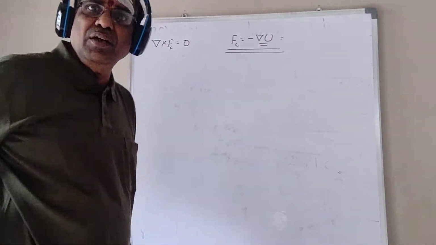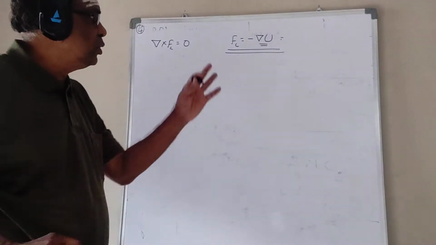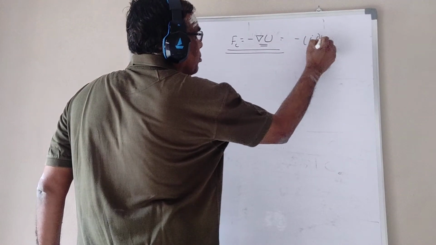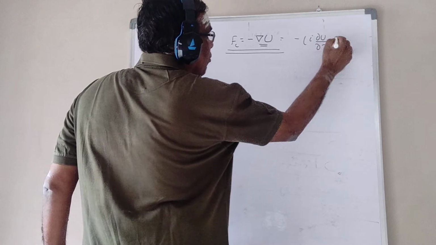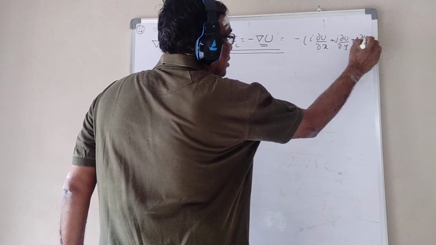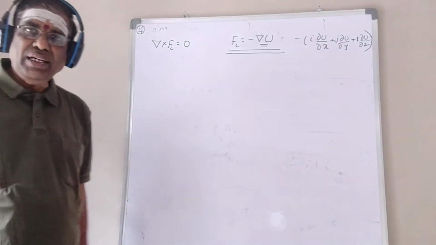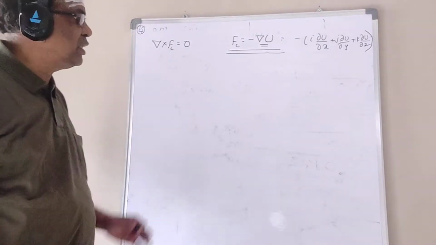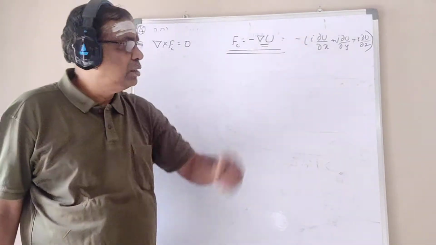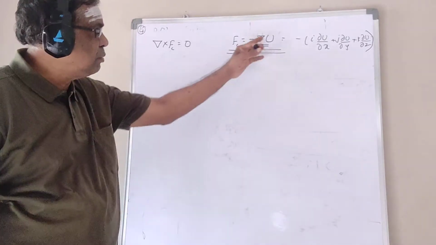And what is the meaning of this gradient also? I have told you the meaning of gradient. If you want, I am writing here. Likewise. Why this negative sign here? Well, this is very crucial. We have to define the potential energy. Now, this is the potential energy.